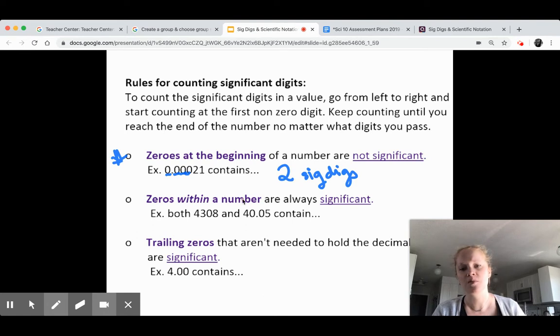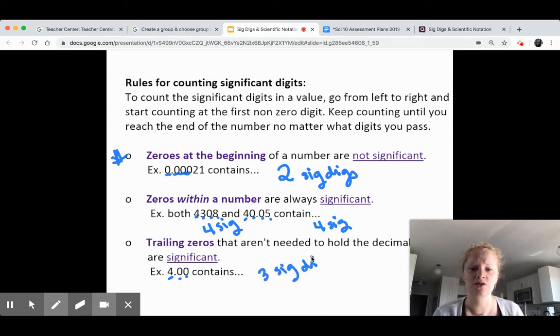Now, zeros within a number are always significant. So we're counting here 1, 2, 3, 4 sig digs. And also in this one, 1, 2, 3, 4 sig digs. Trailing zeros that aren't needed to hold the decimal are still significant. There is a difference between 4 and 4.00 in regards to accuracy. So if we're looking at this example, 4.00 actually has 3 significant digits.